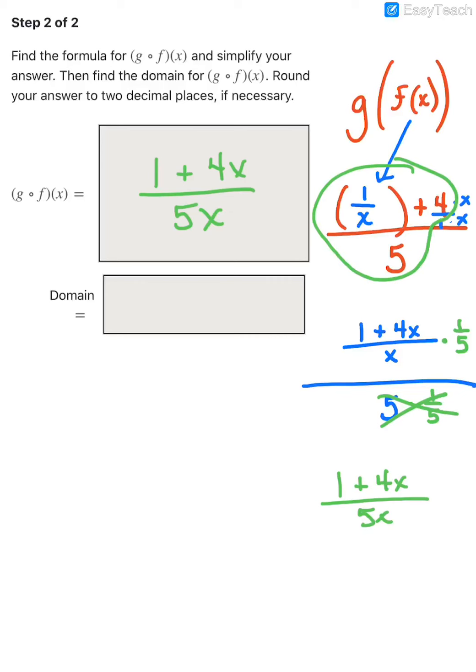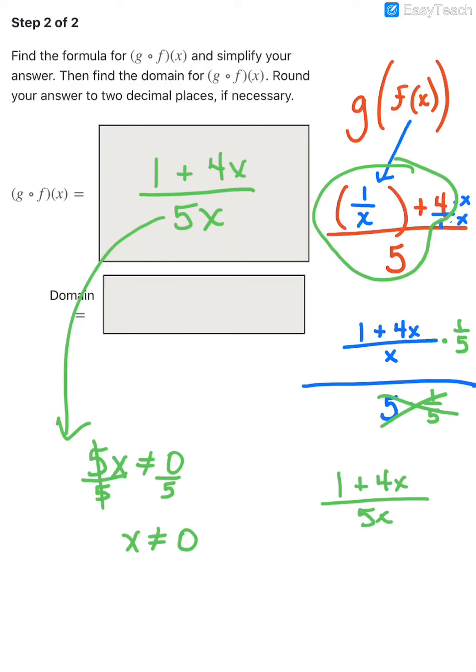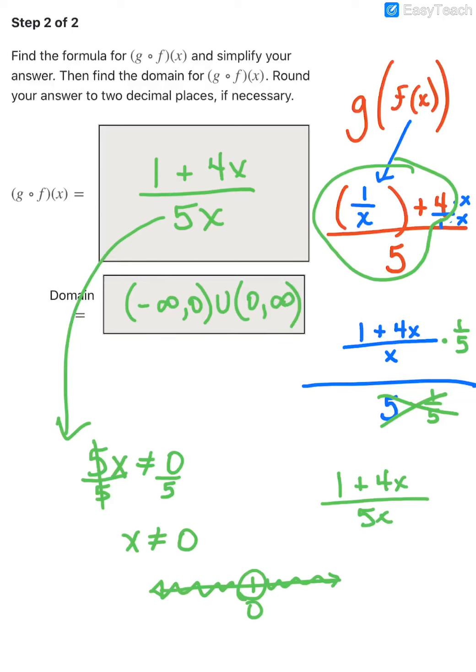But again, we go back to domain. Domain, we worry about fractions and square roots. Once again, because we have a fraction, we know that the bottom of a fraction cannot equal 0. So we're going to set that not equal to 0 and solve. Divide by 5 on both sides. So x cannot equal 0. So on the number line, you have a hole in the graph at 0. Everything to the left and right are shaded. So your domain for this one we'll describe as negative infinity to 0, union 0 to infinity. Every time you get those holes, you're always going to have two intervals that look like that.